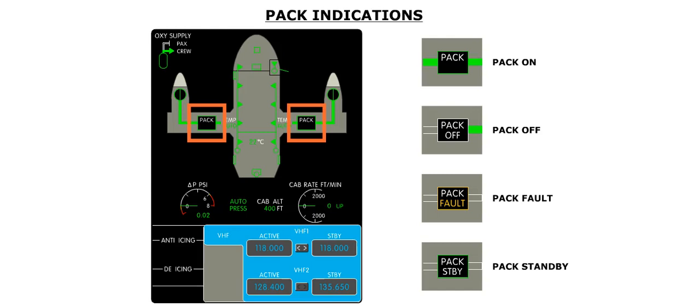Green indicates that the associated pack valve is selected on, and white indicates that it is selected off. When off is selected, the label inside the rectangle changes to pack off. A fault is indicated by an amber rectangle and a pack fault label, with the fault line displayed in amber. A pack standby label with a green rectangle indicates that the associated pack switch is selected on, but there is no bleed air available to open the valve.